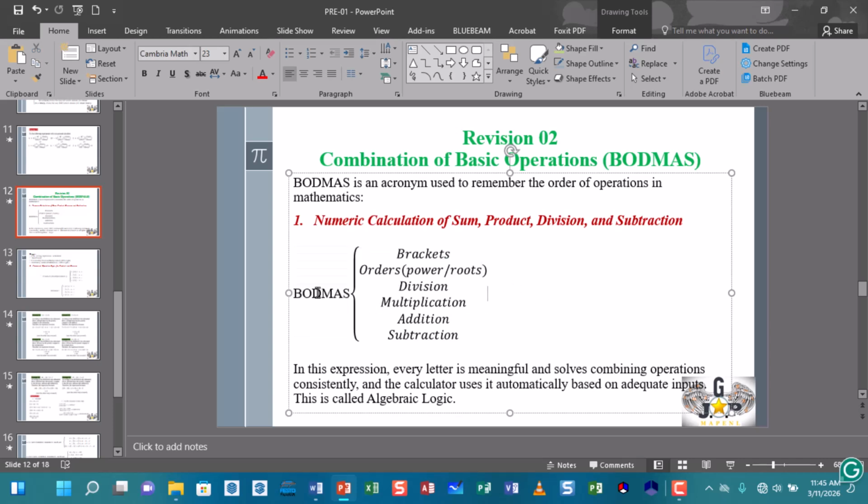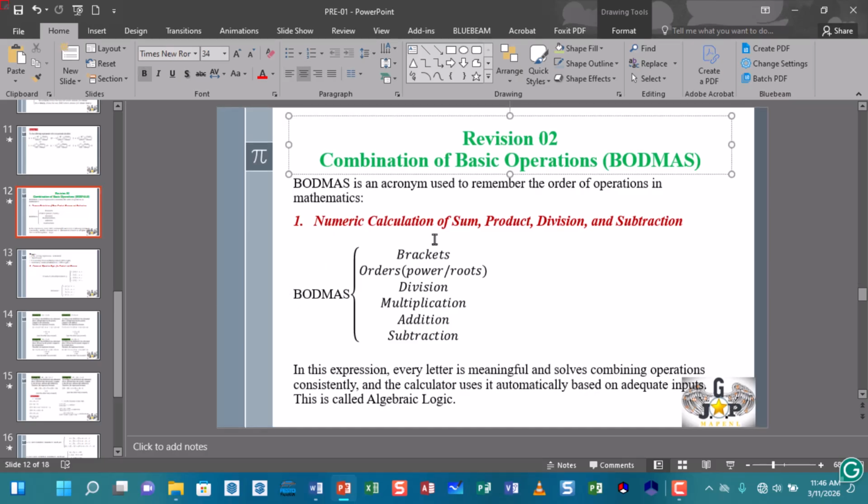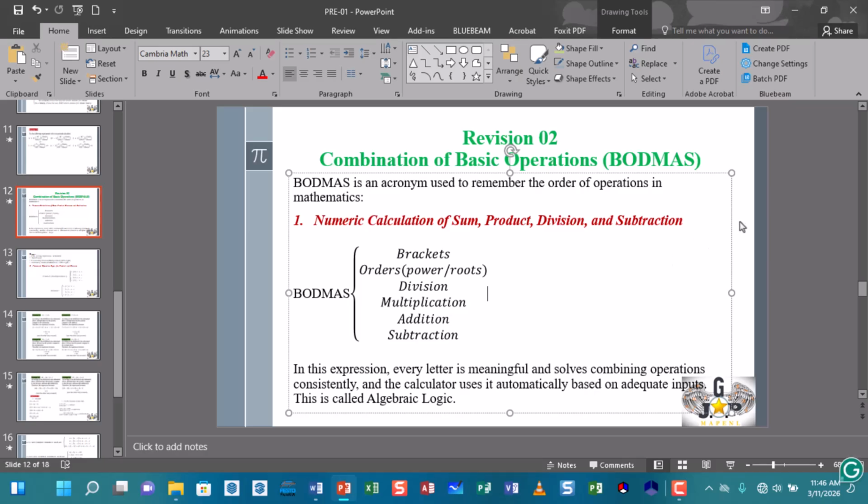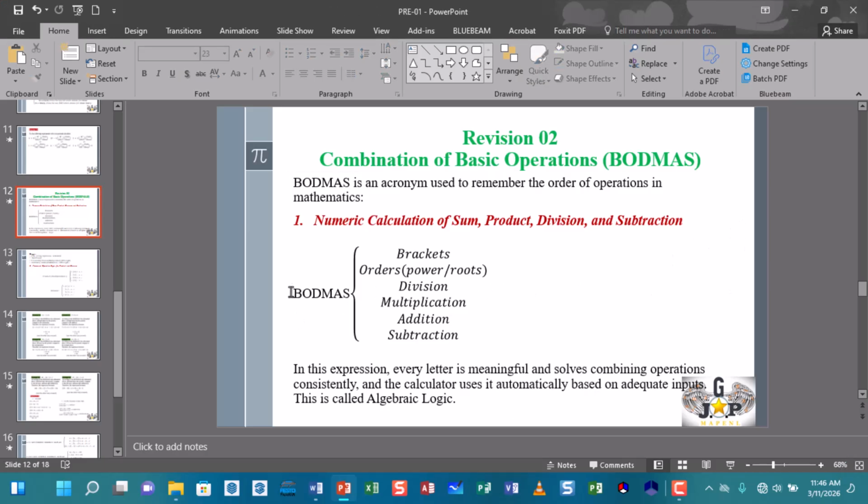So you have the bracket, you have the order, and sometimes I think in certain areas in our world, let's say certain countries, they call it PEMDAS. Instead of B, they put P. Instead of O, they put E, and you have the DMAS.